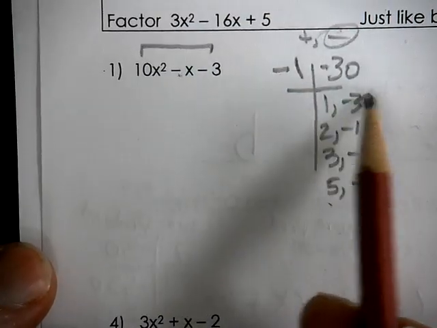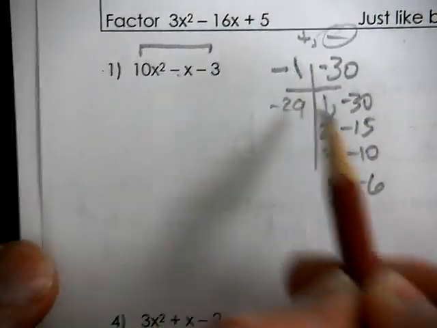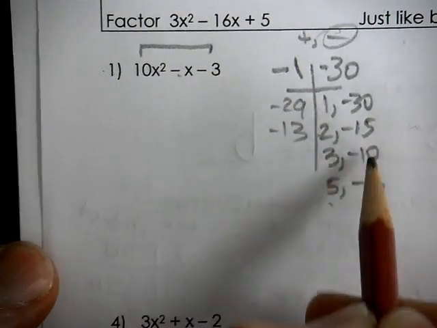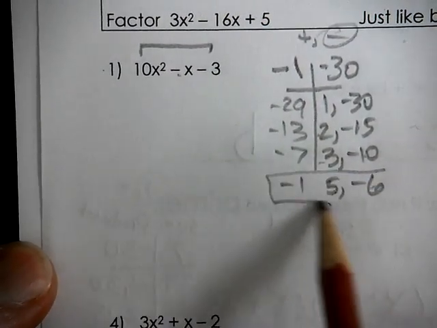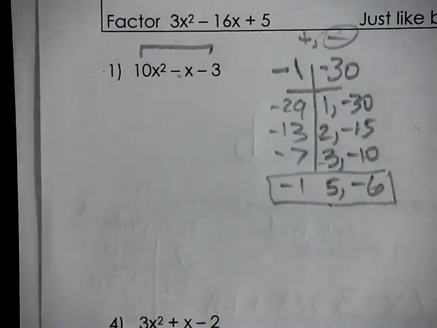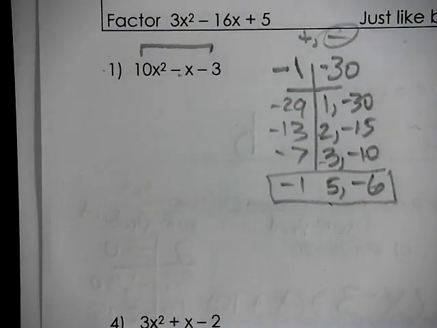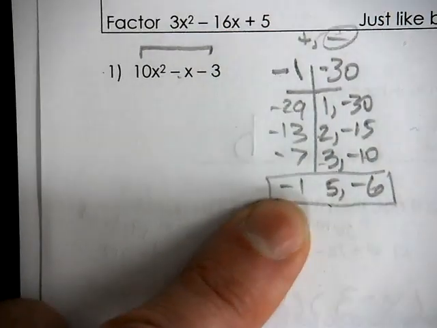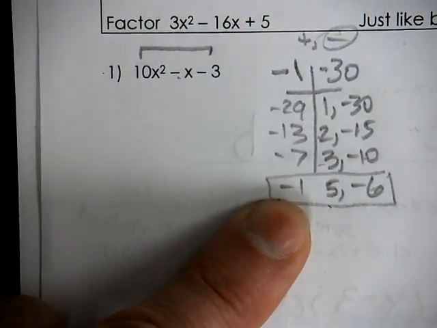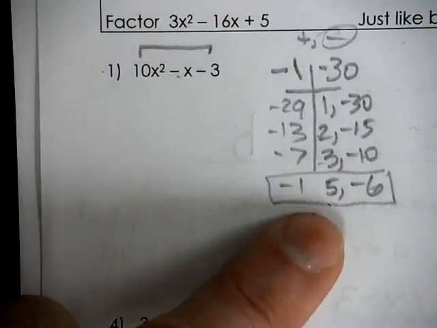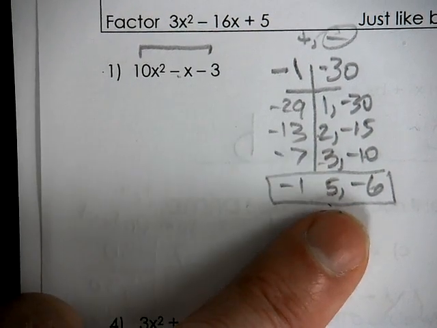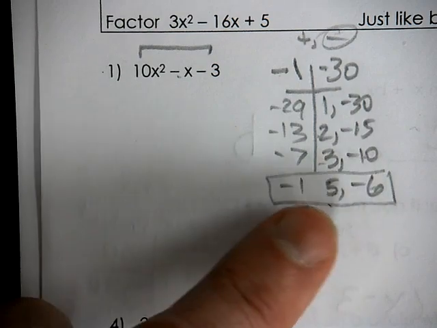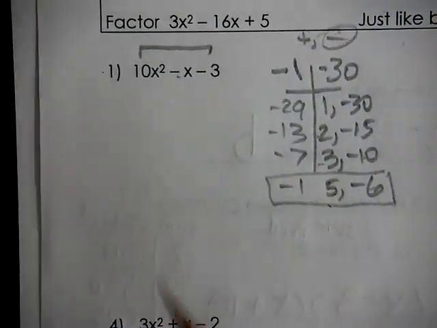Now we're going to add these together to see what we get when we add our two values together. And of course, 5 and negative 6 multiplies to be negative 30, and it adds to be negative 1. So we made our table just like we did yesterday. But we have to do more than just take the 5 and the 6 and put them in the parentheses.